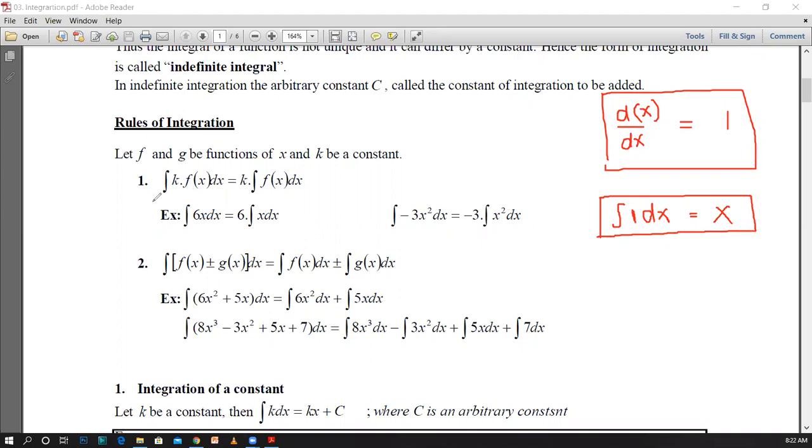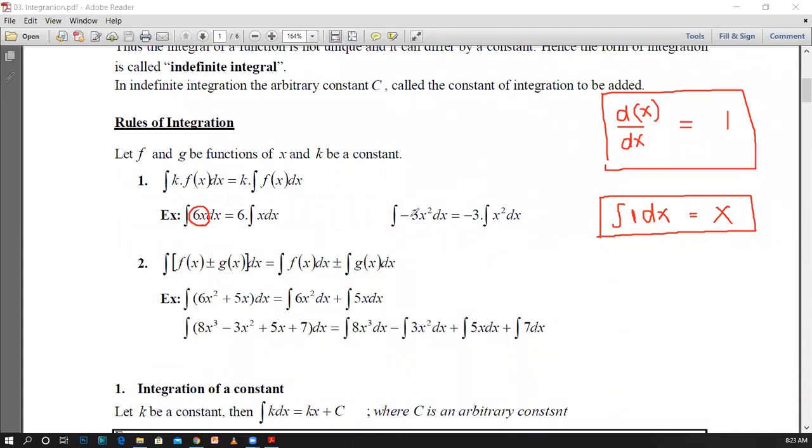Okay. Now we will go through this example. In this example, it is saying that we need to obtain the integral of 6x dx. Now you can see that this is the function we have, 6 times x, and since 6 is a constant, we can take 6 out of the integral and perform the integral for the remaining part, x dx.